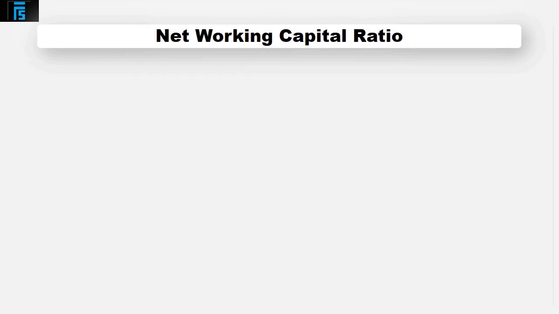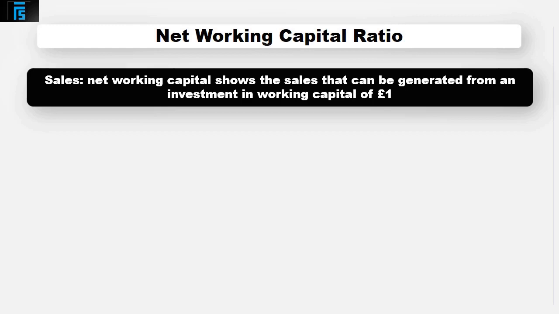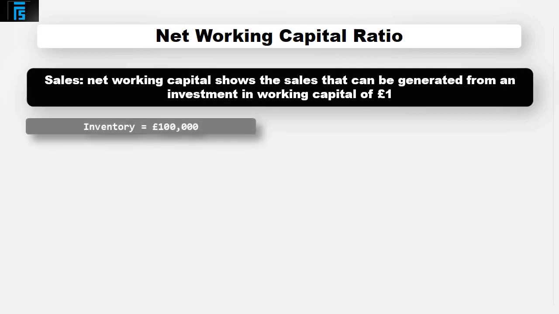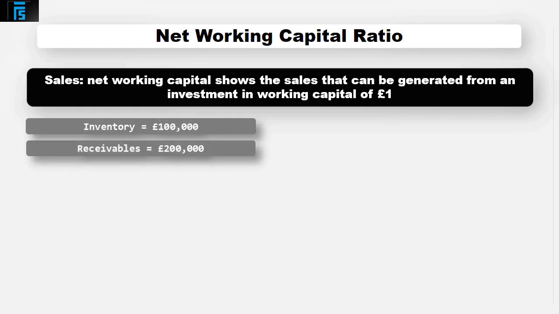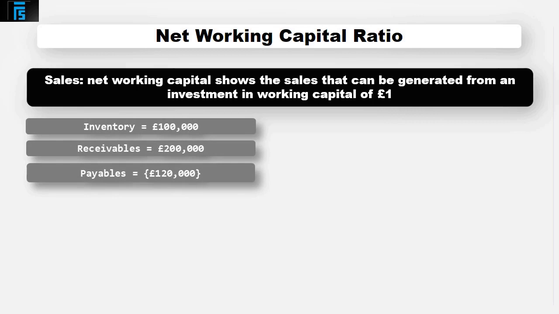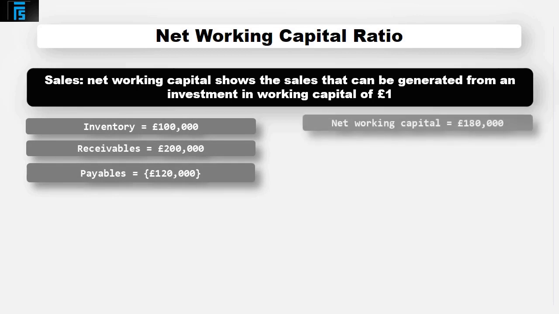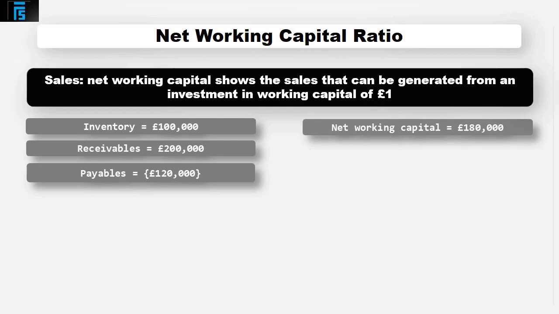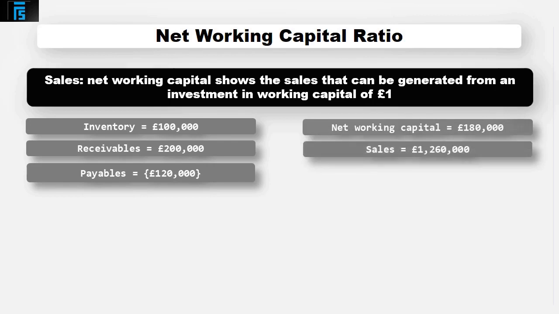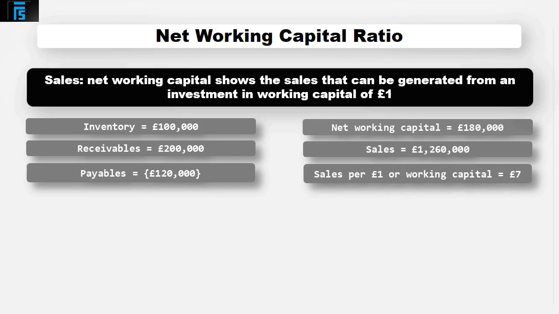Sales to net working capital ratio. The sales to net working capital ratio shows the sales that can be generated from an investment in working capital of £1. For example, if a company has inventory of £100,000, receivables of £200,000 and payables of £120,000, this equates to net working capital of £180,000, 100 plus 200 minus 120. If sales are £1,260,000, this suggests that £1 of investment in working capital generates £7 of sales, 1260 divided by 180.